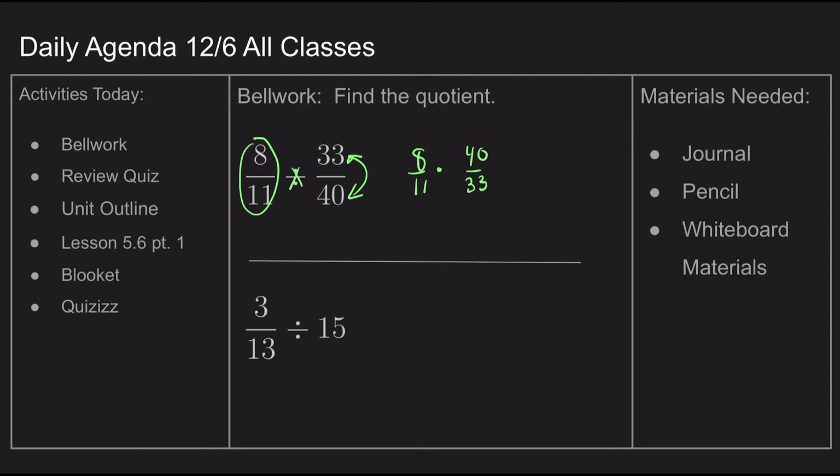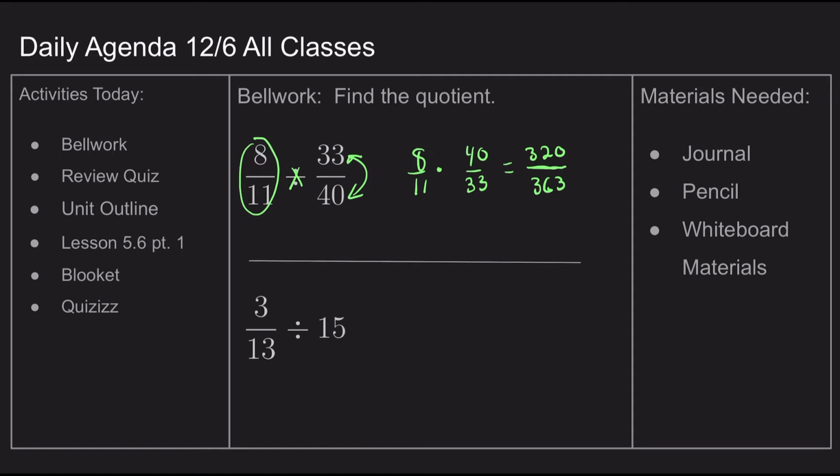That is inconvenient because before it would have simplified real nice, and now it's not going to simplify so nice. So there's nothing between 8 and 33. There's nothing between 33 and 11, so we just got to multiply. We get 8 times 40. That's a big number. That's going to be 320. And 11 times 33, that's also a big number. We get, I got to use my calculator, 363.